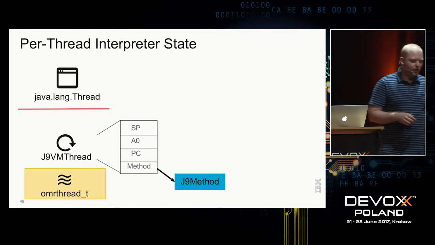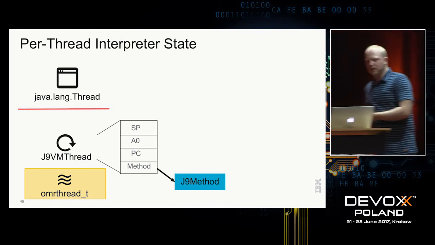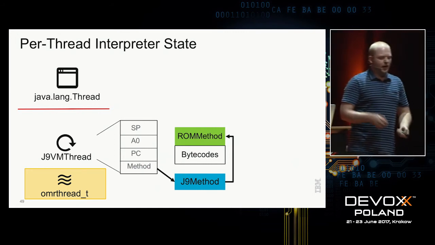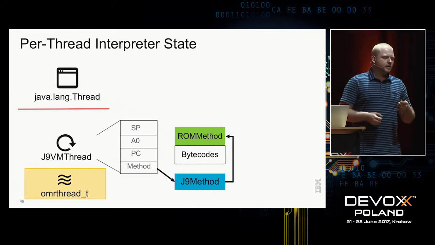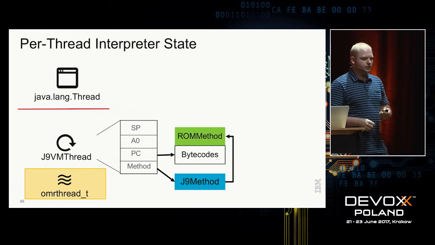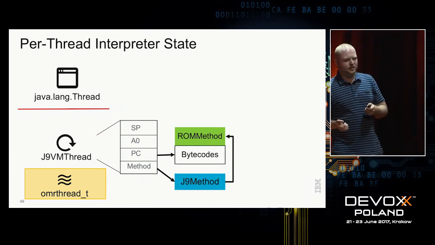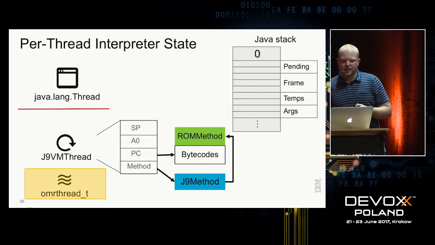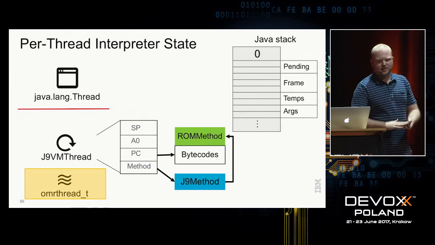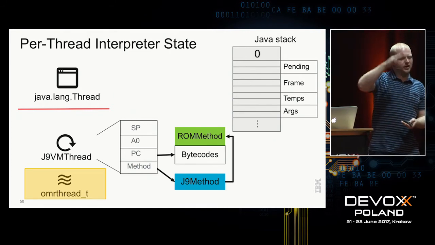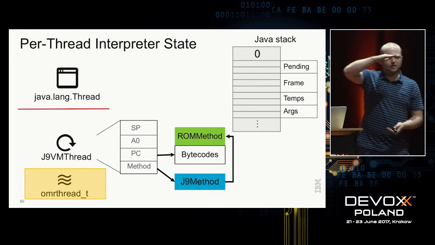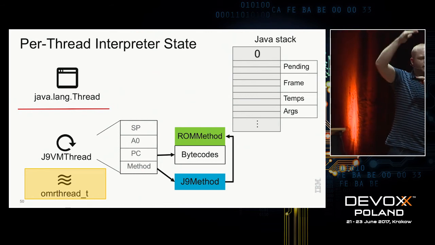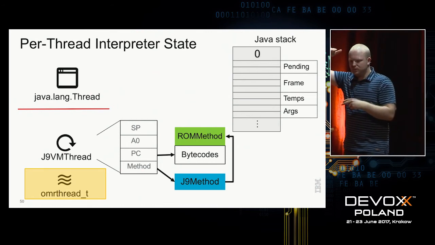So from the J9 VM thread, we can get to the J9 method, so we can get to the ROM method. That's the current method that we're running, and the ROM method has our bytecodes. And then the thread's PC register can point to the bytecode index where we are currently executing. And then on the side of that, we have the Java stack. The basic structure of the Java stack is that for any method we're executing, we have the method arguments to that method. Then we have the local variables. And then there's a method frame, and on top of that, we have the pending pushes.